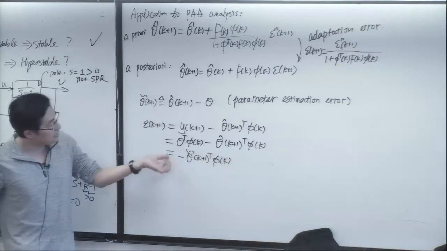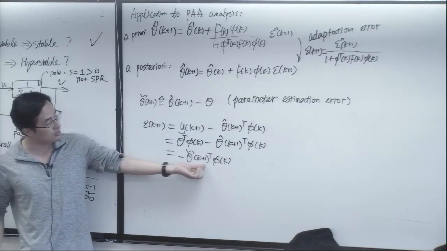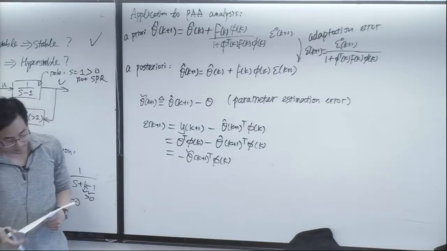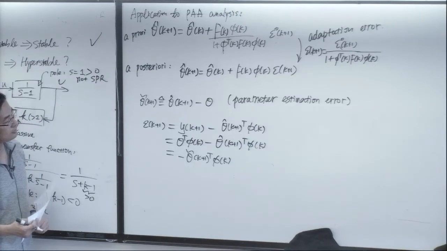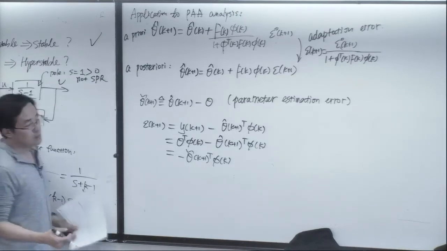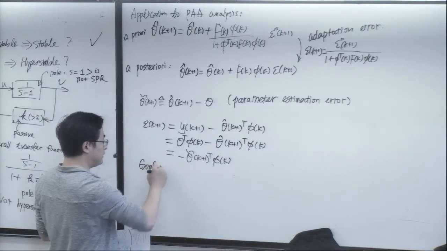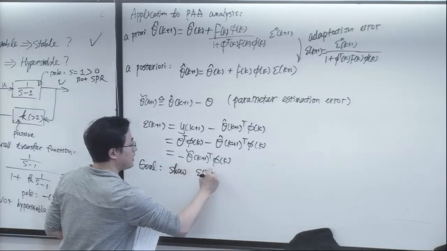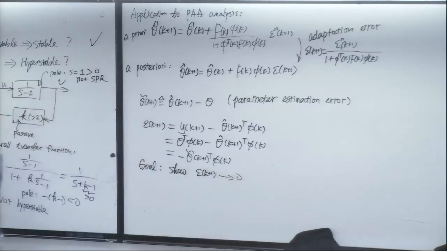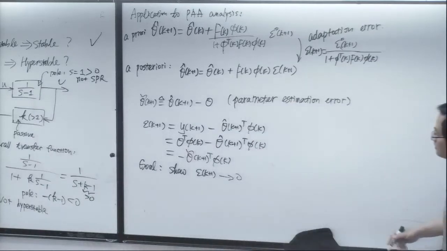Or using our theta tilde notation, this is going to be negative theta tilde transpose times phi. All right? So our goal now for the remaining analysis, our goal for this lecture, is to show this adaptation error will go to 0.